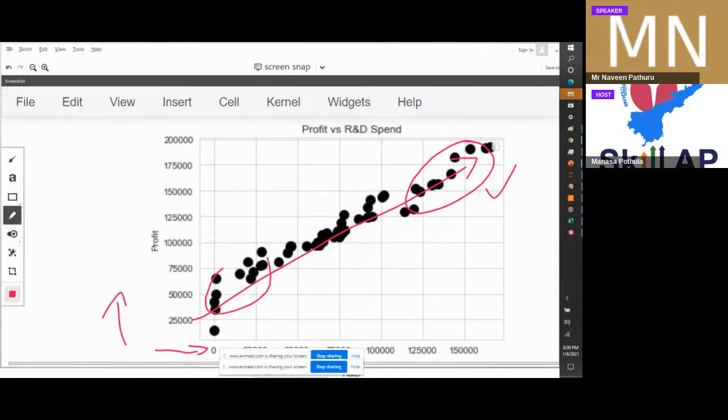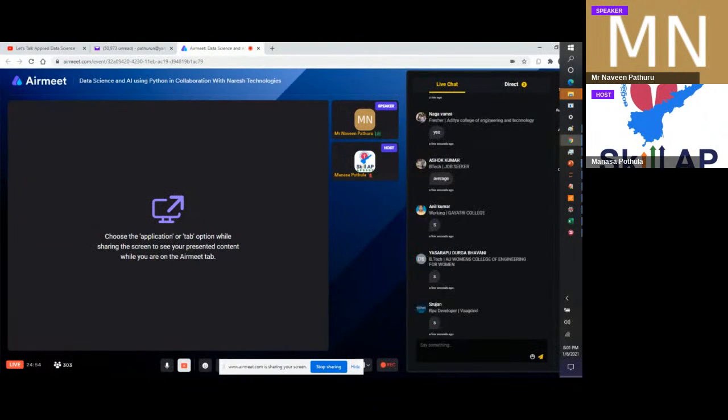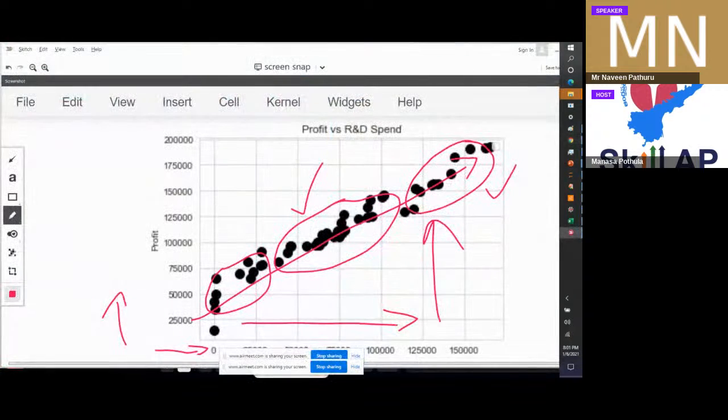Take a look at these companies. These companies have invested less in R&D and their profit is also low. These companies are somewhere in the middle. They have invested average in R&D and their profit is also average. So in other words, as the x-axis value is increasing, the y-axis value is also increasing. So they're kind of directly proportional. That is what we mean by positive correlation. Everybody with me, guys? Quick yes, please. Are you able to recall that from yesterday? This is called positive correlation, guys.